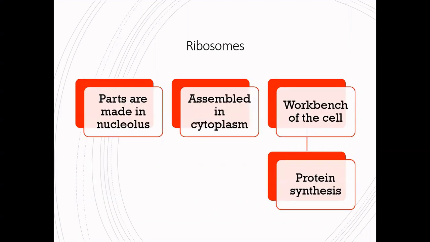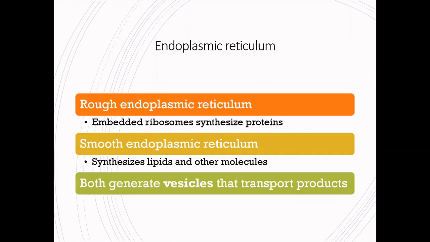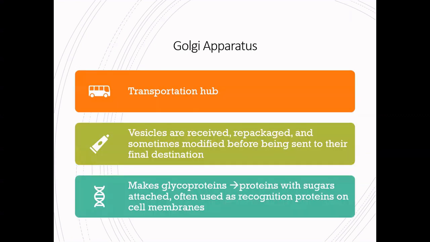Now, ribosome parts are made in the nucleolus. They're assembled in the cytoplasm, and they function as the workbench of the cell by doing protein synthesis. So those are what synthesizes proteins for us. We also have the endoplasmic reticulum. The endoplasmic reticulum comes in two types. Rough endoplasmic reticulum has embedded ribosomes and synthesizes proteins, and smooth endoplasmic reticulum synthesizes lipids and other molecules. Both generate vesicles that transport products.